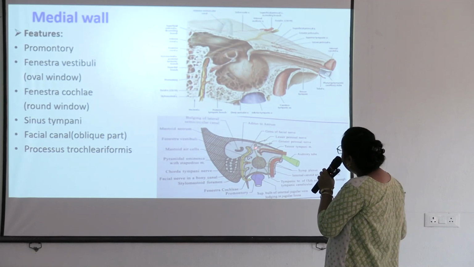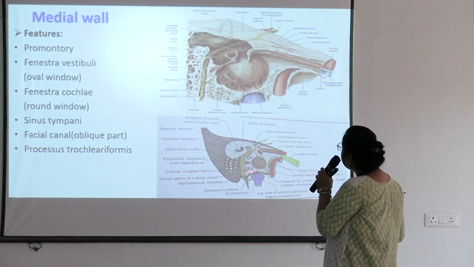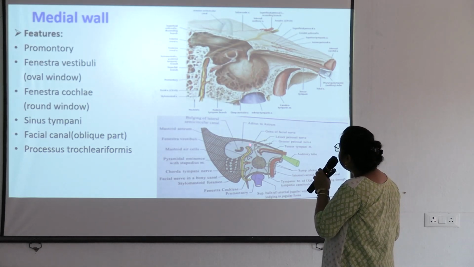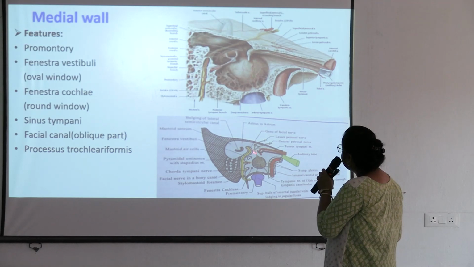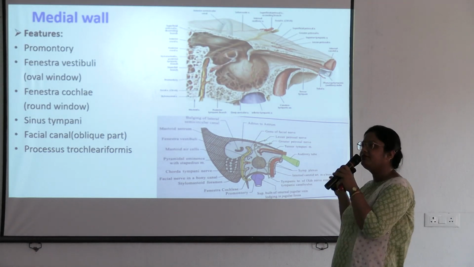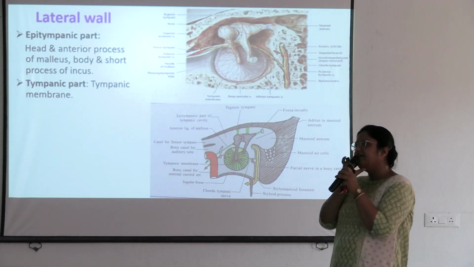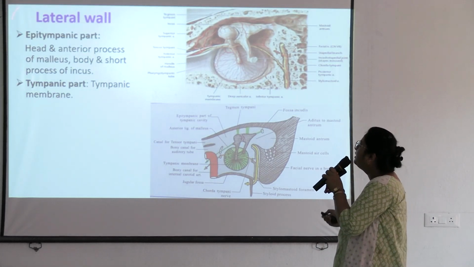Promontory, fenestra vestibuli or oval window, fenestra cochleae or round window, sinus tympani, oblique part of the facial canal and processus cochleariformis. Okay, so all these are forming the medial walls, very, very important. Next we are going to the lateral wall.